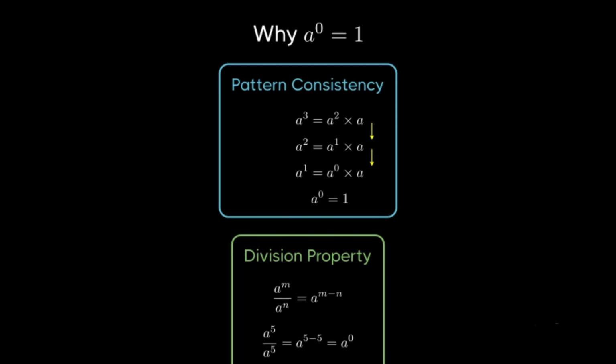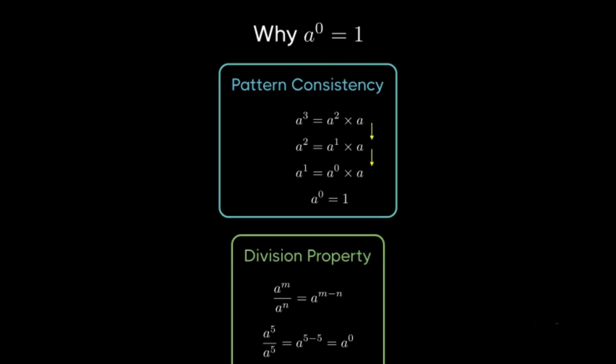Our third piece of evidence relates to the elegance and internal consistency of mathematics as a unified system. Mathematics works as an interconnected system where all rules must function harmoniously together. If a to the power of 0 were anything other than 1, the entire structure of exponent laws would collapse. These properties, the multiplication rule, the division rule, and the power-to-power rule, all interconnect perfectly when a to the power of 0 equals 1. If we assigned any other value to a to the power of 0, we'd create contradictions throughout algebra.